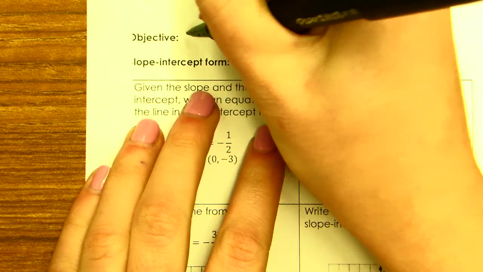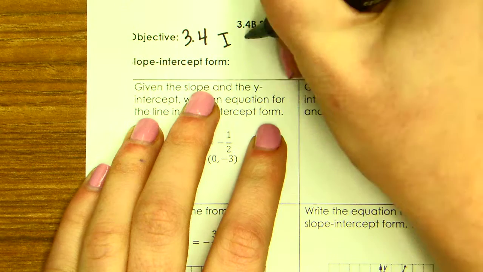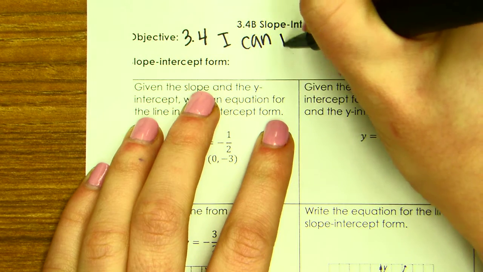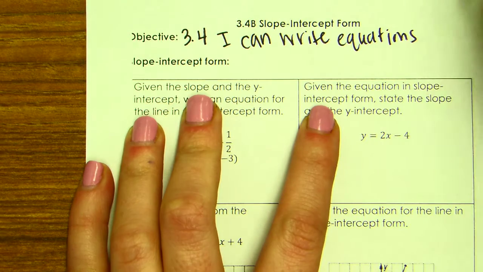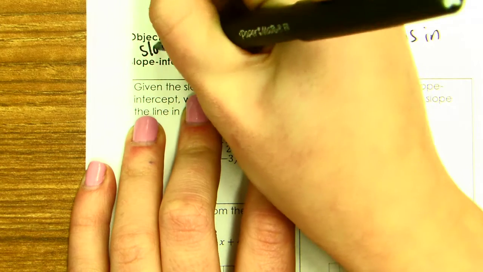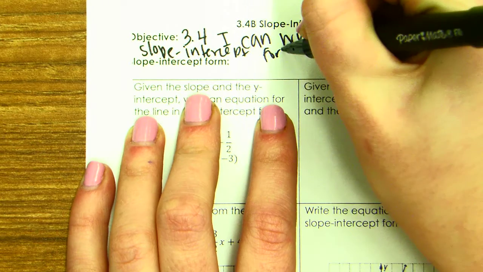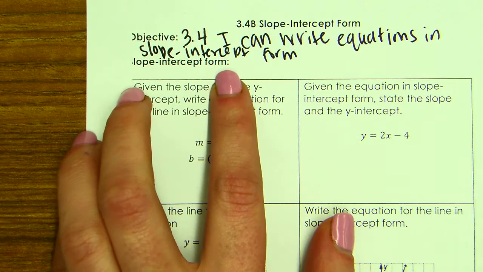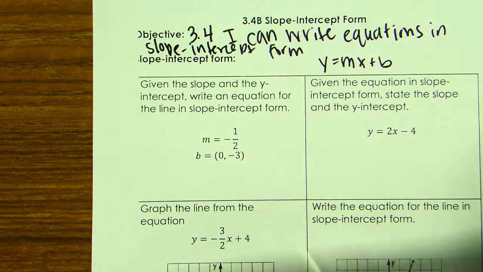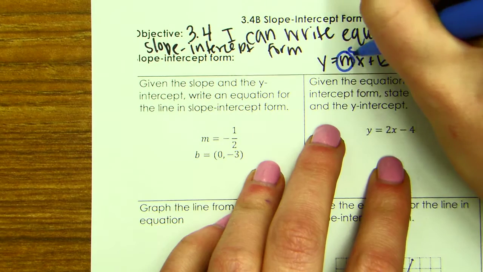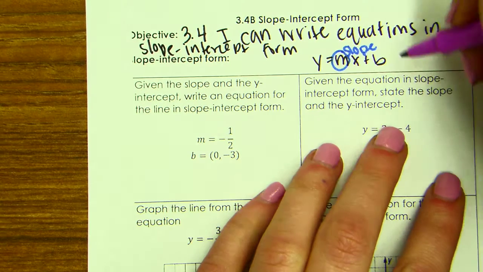Video is 3.4. I can write equations in slope-intercept form. And then right here we're going to put what slope-intercept form is. We learned last time that it's y equals mx plus b, where m is the slope and b is the y-intercept. So there's the slope, b is the y-intercept.